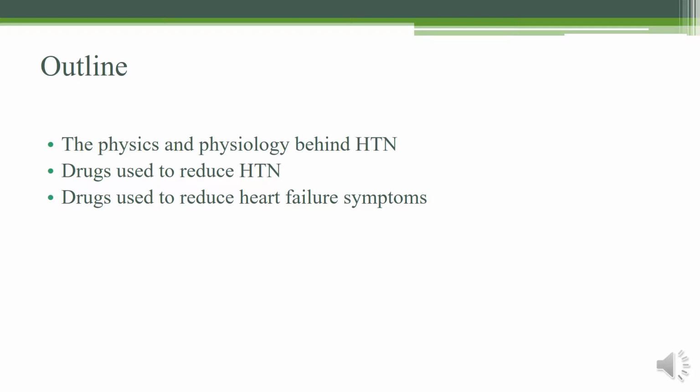In this lecture, we're going to talk about the physics and the physiology behind hypertension. We're also going to talk about different drugs that are used to treat hypertension. And in addition to that, we're also going to take a look at certain drugs that are used to reduce the symptoms of heart failure.